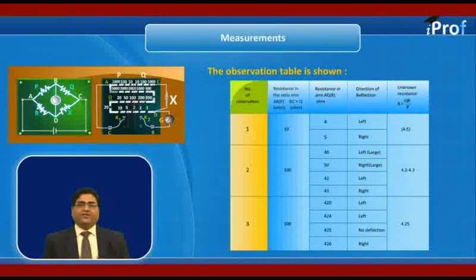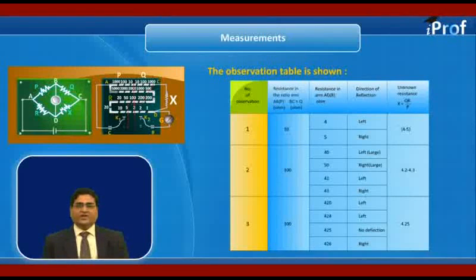Now to get further closure, Q upon P equal to 1 upon 100. The observation table is shown below. Number of observation, resistance in the ratio arm AB, P, ohm, BC equal to Q ohm, resistance in arm AD, R ohm, direction of deflection, unknown resistance X equal to QR upon P in ohm.